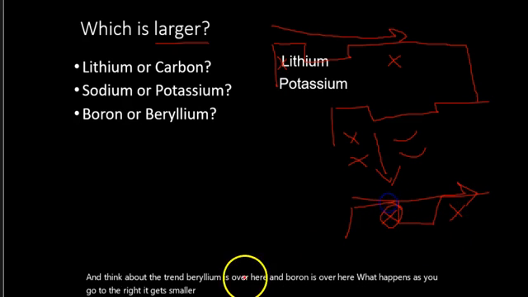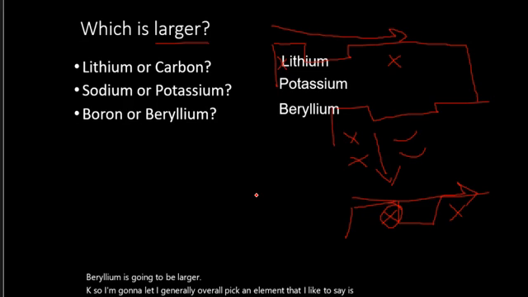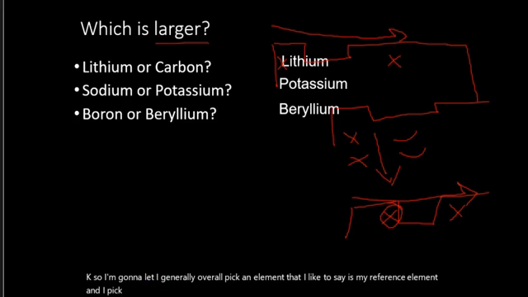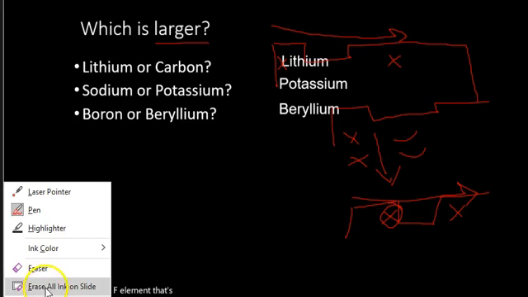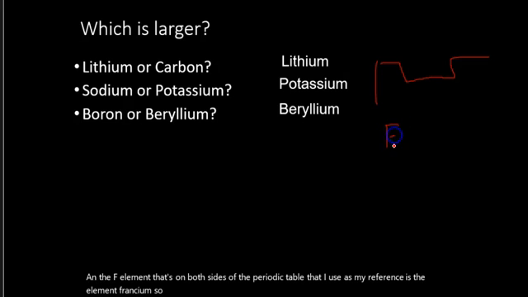That means that beryllium is going to be larger. Okay, so I'm going to let you know I generally pick an element that I like to say is my reference element, and I pick an F element because there's an F element on both sides of the periodic table. The F element that I use as my reference is the element francium.